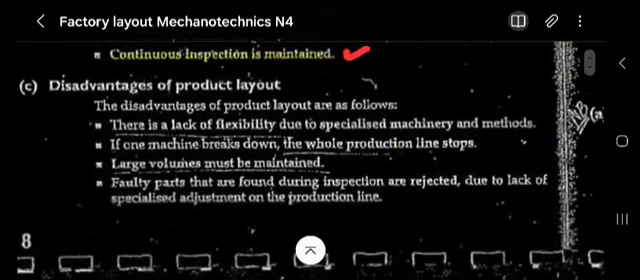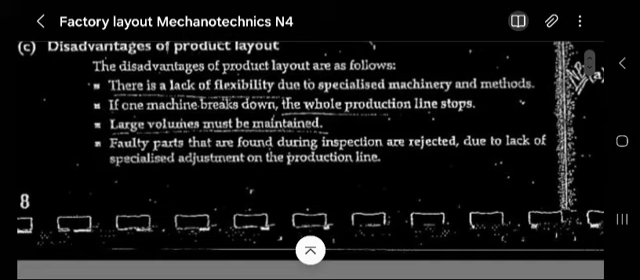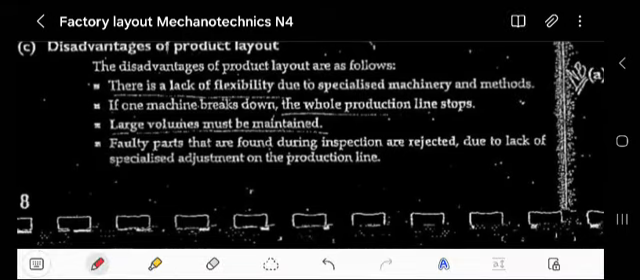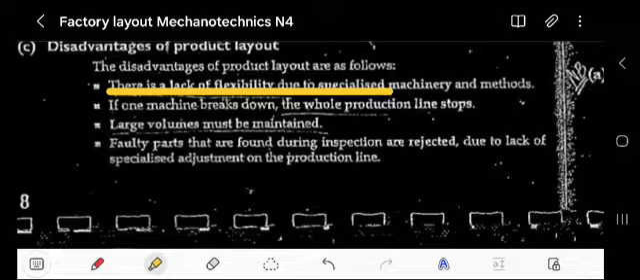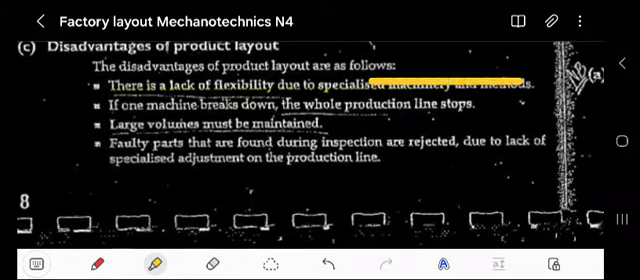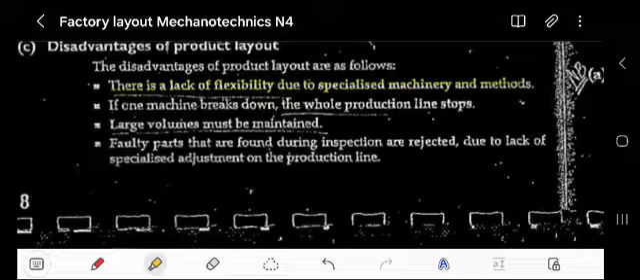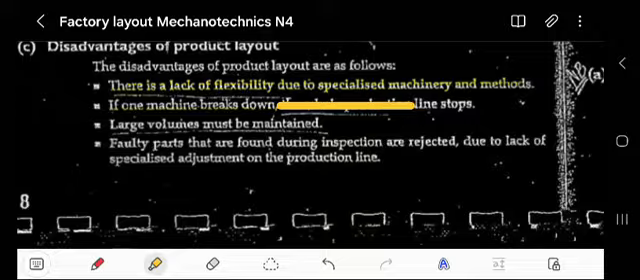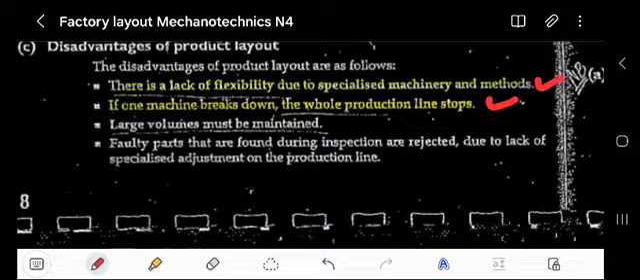Let's check the disadvantages, whether they are simplified or not. Disadvantages of product layout are as follows. There is a lack of flexibility due to specialized machines and methods. Okay, at least they have tried. If one machine breaks down, the whole production line stops. We've learned about this, we have discussed it. Then, on the top, the large volume must be maintained. A nice point.